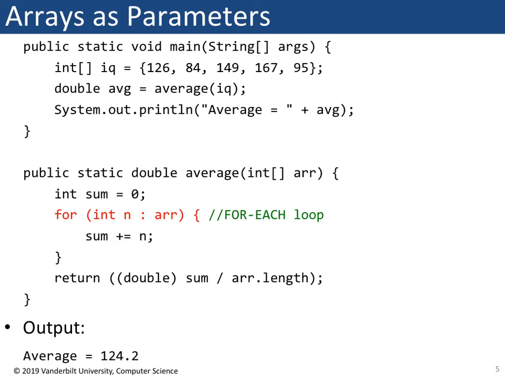Here's the exact same code, and it would perform precisely the same as we've described in the previous slide. However, in this option, we use the for each loop. So here, inside the average method, we declare our sum variable and initialize it to 0, and then we say for each integer n in array, increment sum by n, and then return sum cast as a double divided by the integer length of the array, which gives us 124.2.